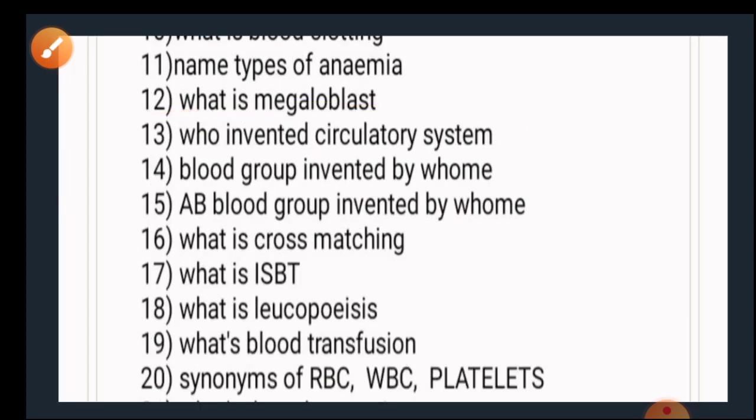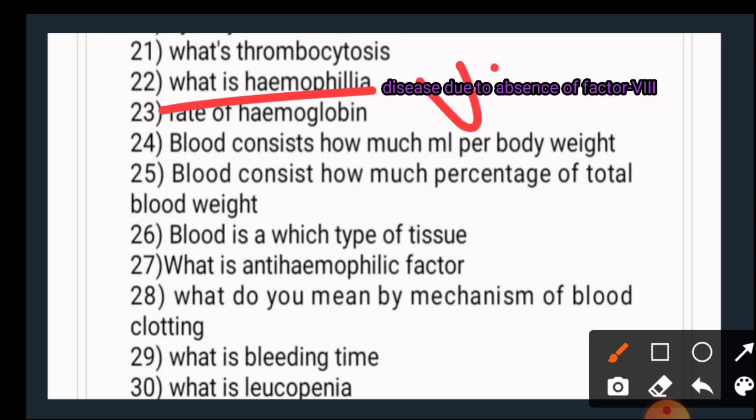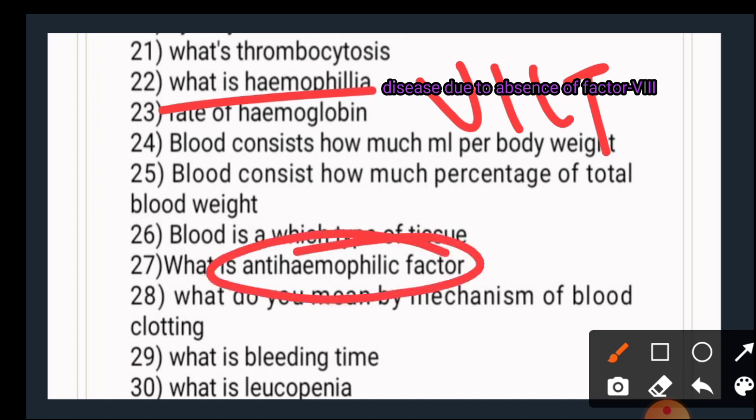Next is hemophilia. Hemophilia is a genetic disorder where, due to deficiency of factor 8, also known as anti-hemophilic factor, blood clotting does not occur naturally, and that is known as hemophilia.